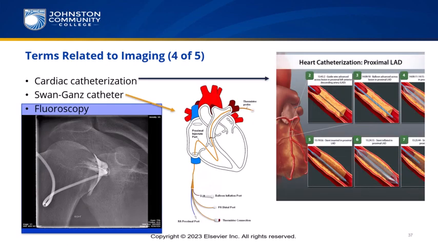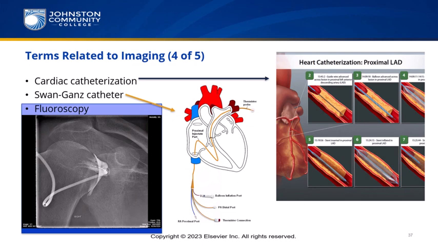Cardiac catheterization is the threading of a catheter, which is a thin tube, into the heart to collect diagnostic information about the structures in the heart, coronary arteries, and great vessels. It is also used to aid in the treatment of CAD, congenital abnormalities, and heart failure.